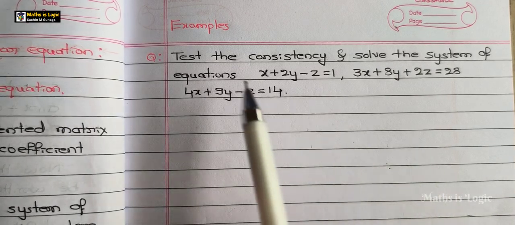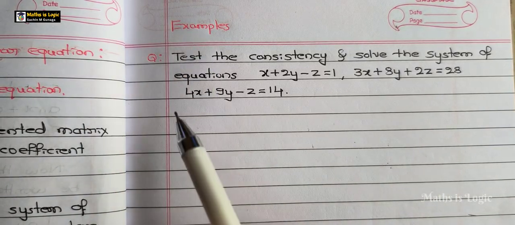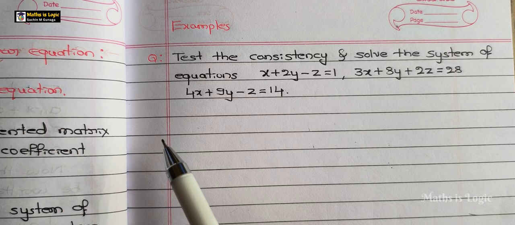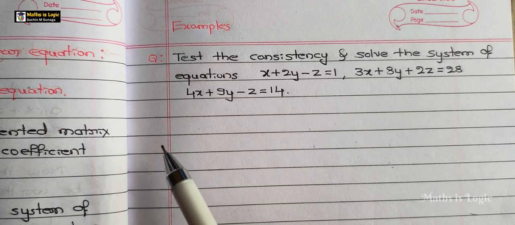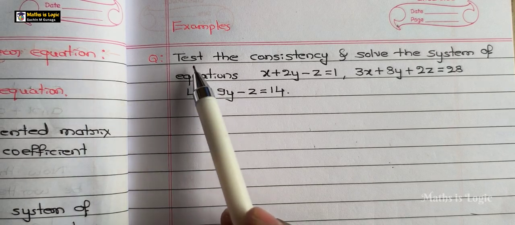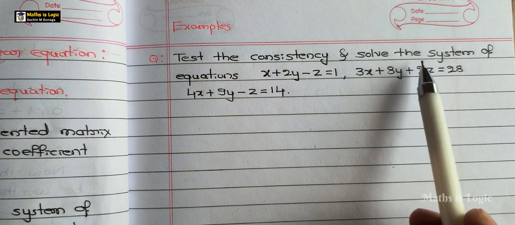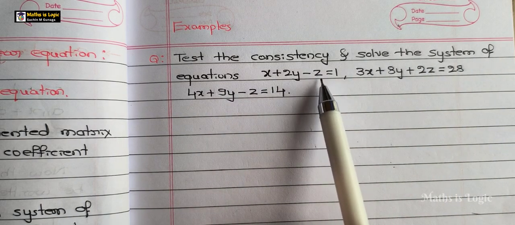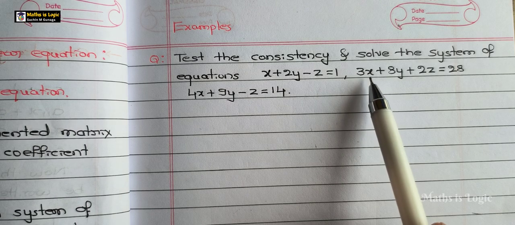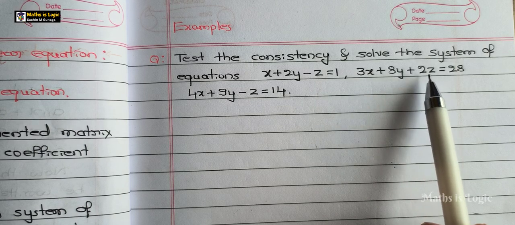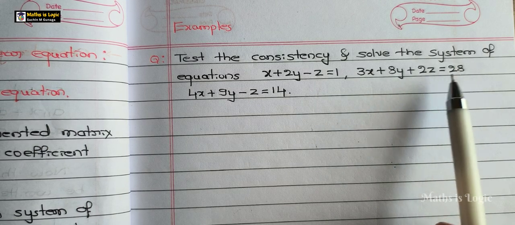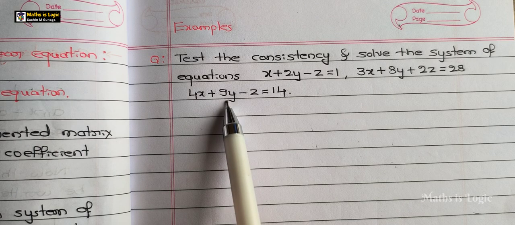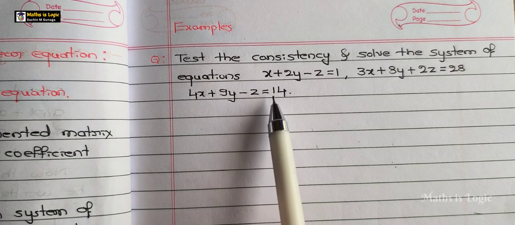Hello everyone, in this video we will see examples to find the consistency of a system of linear equations. In the first example, test the consistency and solve the system of equations x plus 2y minus z is equal to 1, 3x plus 8y plus 2z is equal to 28, and 4x plus 9y minus z is equal to 40.